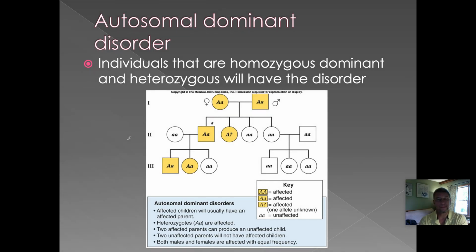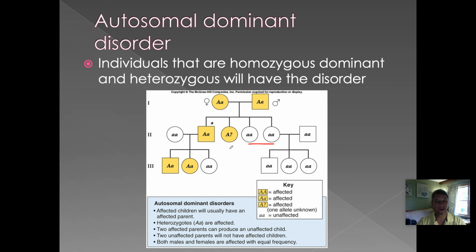Now, on the other hand, if the disorder is dominant in nature, that means that individuals who are homozygous dominant and heterozygous will have the disorder. And so it's very likely that this allele will be passed on. In this pedigree, generation one is comprised of two heterozygous individuals. And so, although there is a potential of producing offspring, like the two daughters that are shown here and here, these two daughters are not affected. But the son and the first daughter are affected because they've inherited that dominant allele.